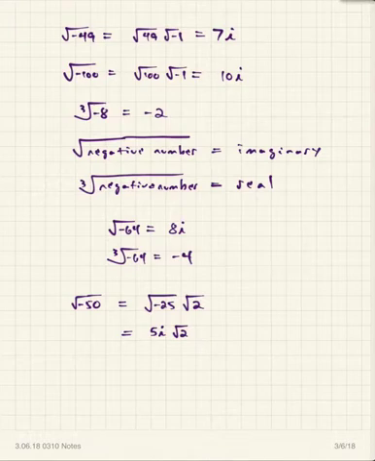Now, a little word here about how you write this out. So I have 5i times the square root of 2. Don't ever write this as 5 square root of 2i. WebAssign, unfortunately, might do that sometimes, but I don't want you to get in the habit of doing that because it's tricky as to whether the i is underneath the radical or not, right? You don't intend it to be under the radical, but it might look like that right here. And so don't write it that way because you want to be clear about what's under the radical and what's not under the radical.